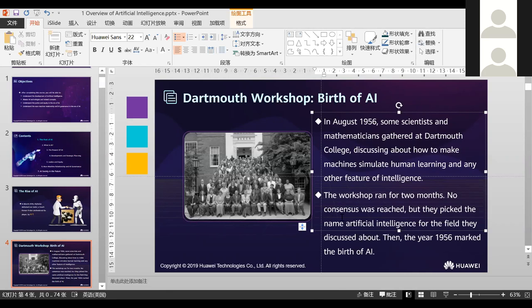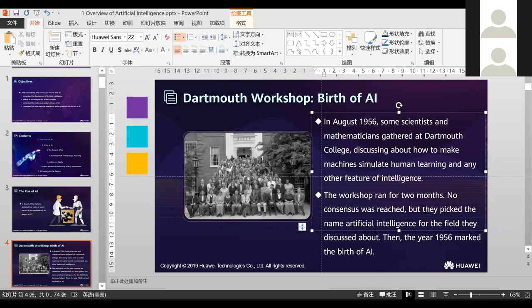The reason why there's no consensus, of course, is because of the computing power, the hardware, the computing storage, and other technical problems. Another reason is that they are all famous scientists and mathematicians. They all have their own opinions and their own thoughts, and everyone wants to persuade others to follow their opinions. So that is another reason why no consensus was reached.